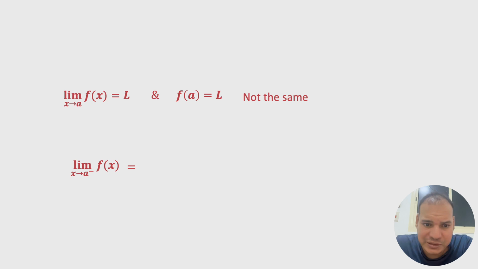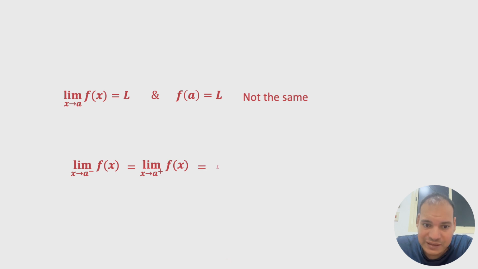Right and left can be represented like this. A minus means left, so x is approaching a from the left. It's just describing the approaching principle from the left. And a positive means approaching a from the right.